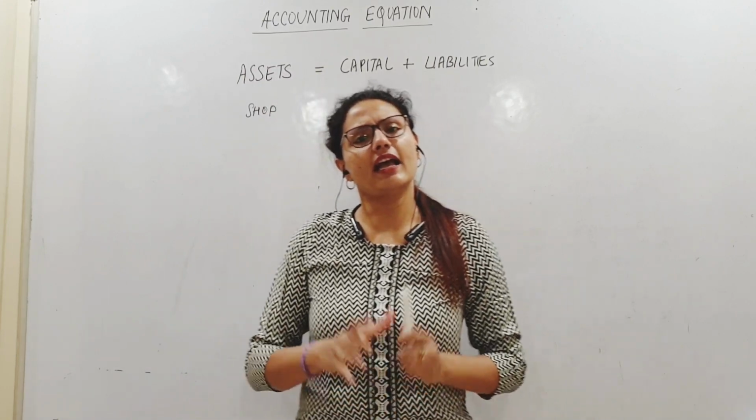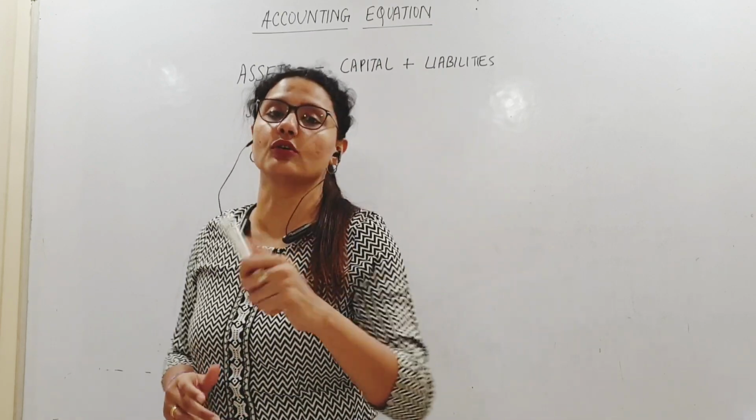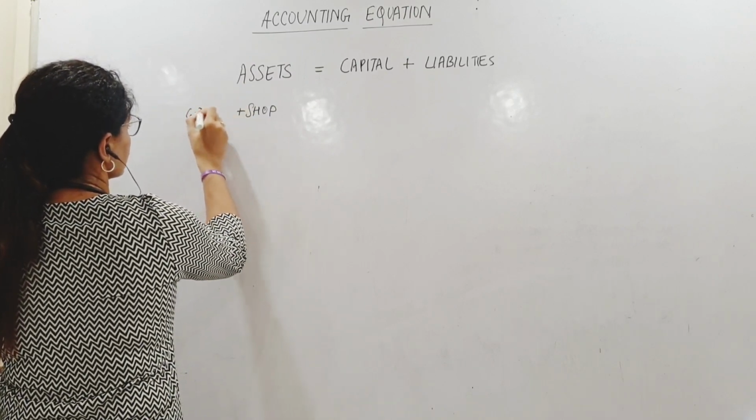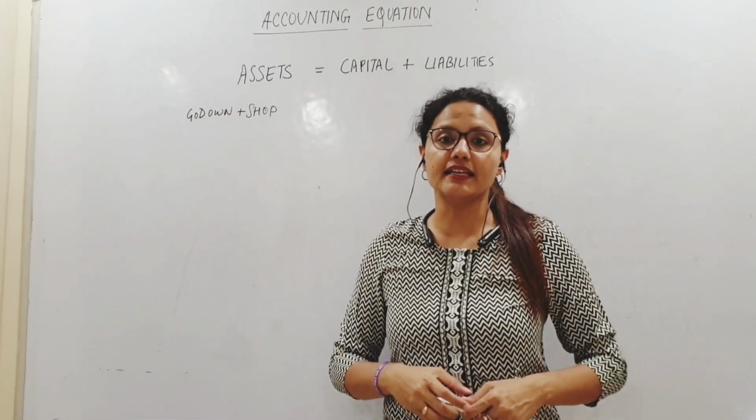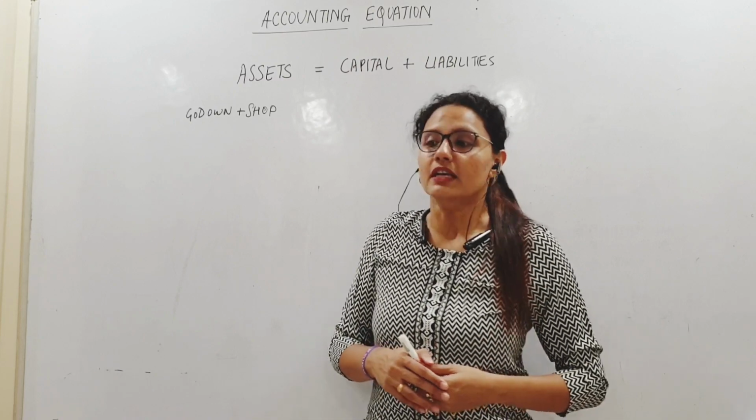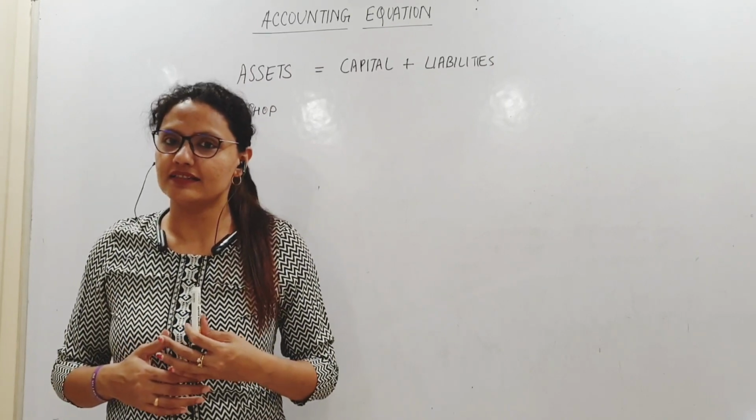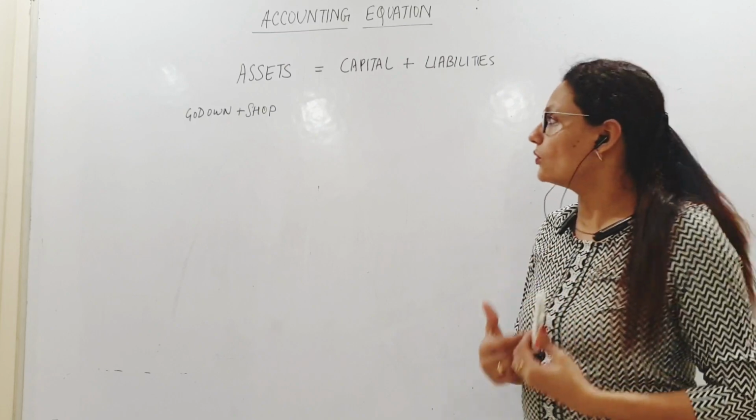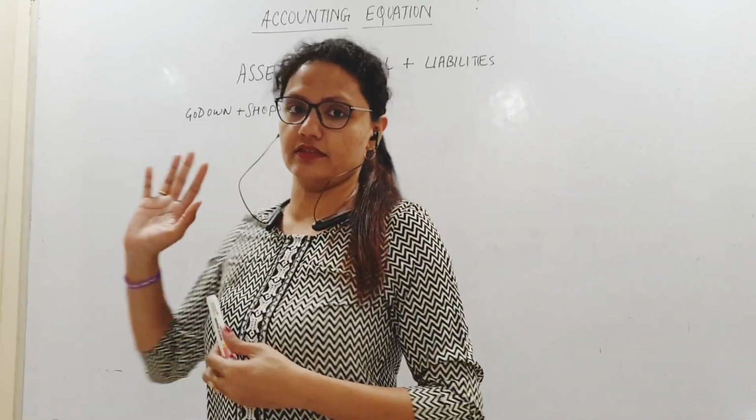Yes, so I have purchased the shop. Fine. Also, I have purchased a godown. Godown meaning a storage area where I can keep my goods safely, because I'm a trader, right? So now in this case, both my shop and the godown are my assets. Who has brought in this asset? Me. Meaning the proprietor, the owner, has brought the shop and the godown into the business, right?